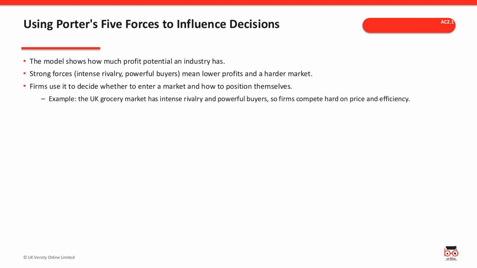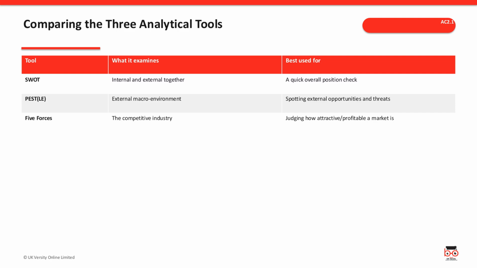It's worth being clear on when to use which tool because they answer different questions. SWOT gives you a quick overall position check, looking inward and outward together. PESTLE focuses purely on the external macro environment, ideal for spotting opportunities and threats. And Porter's 5 Forces examines the competitive industry itself to judge how attractive or profitable a market is. In practice, smart managers use all three together rather than picking just one.